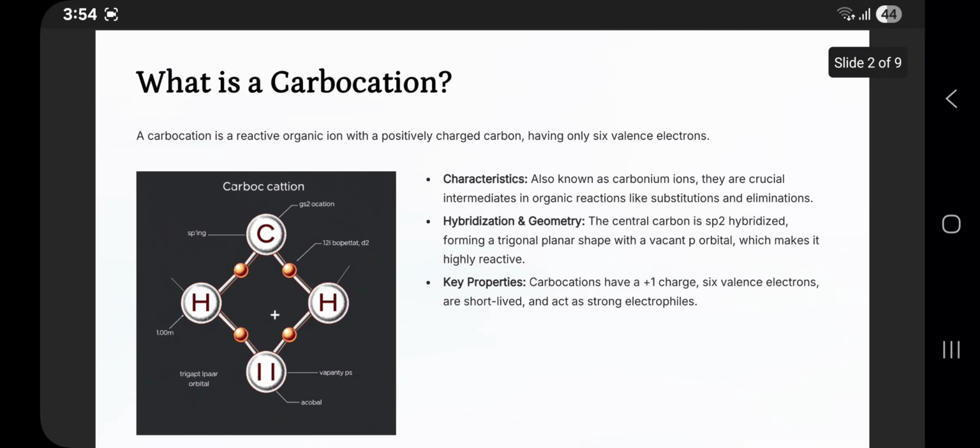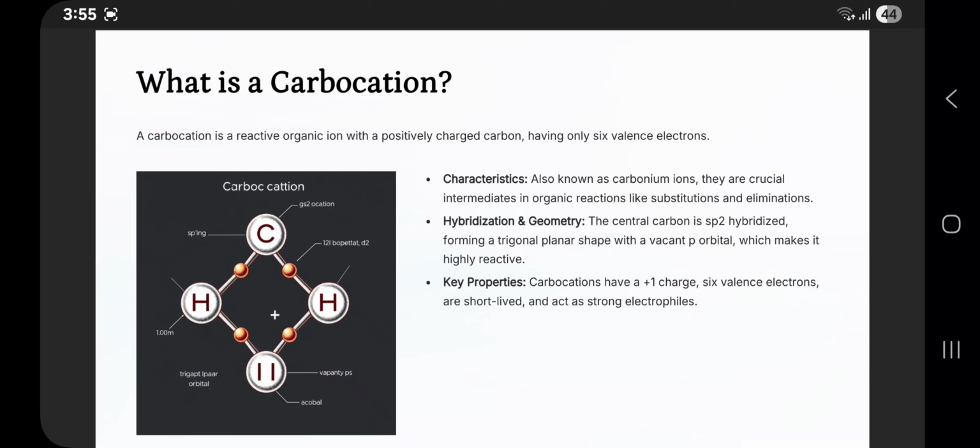Now, first of all, we will discuss what is carbocation. A carbocation is a reactive organic ion with a positively charged carbon having only 6 valence electrons. You can see this picture. Now, the characteristic of carbocation is that they are also known as carbonium ions. They are crucial intermediates in organic reactions like substitution reaction and elimination reaction.